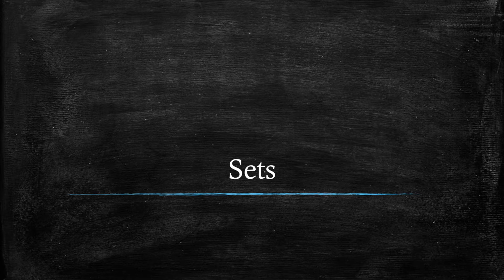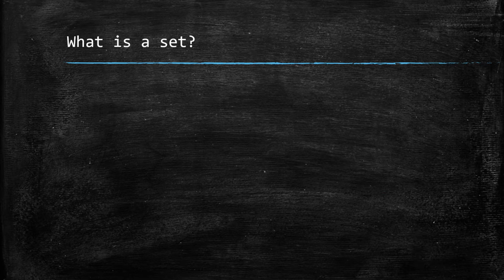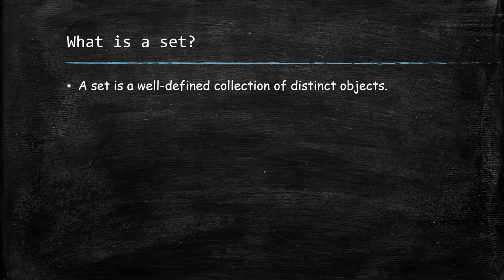So a set can be anything. You can have a set of books, a set of cars, basically any collection of objects can be a set. So what is a set? A set is a well-defined collection of distinct objects. So any object, it can be a set of numbers, a set of letters, anything.